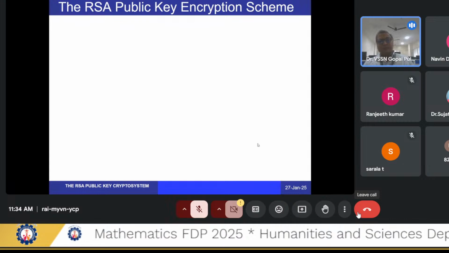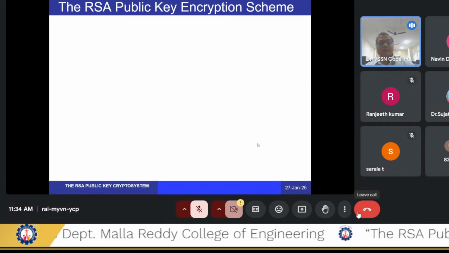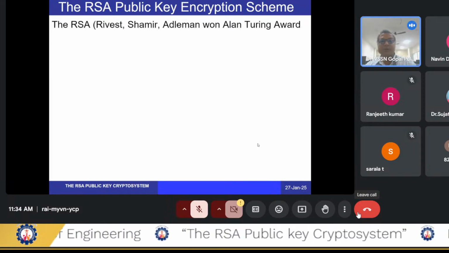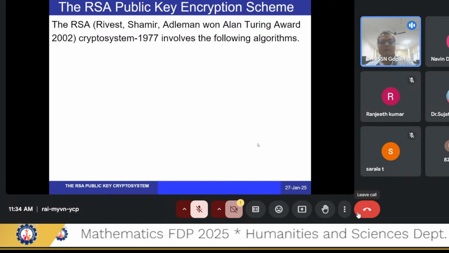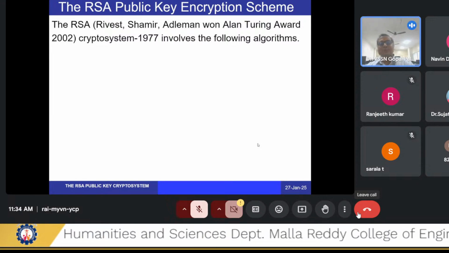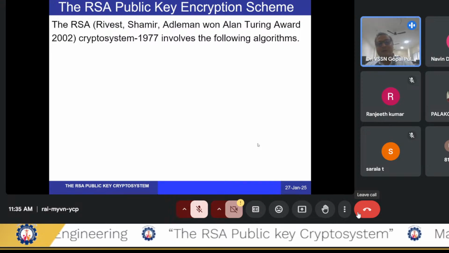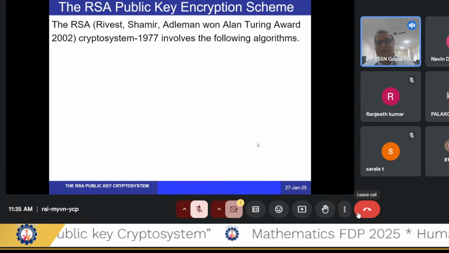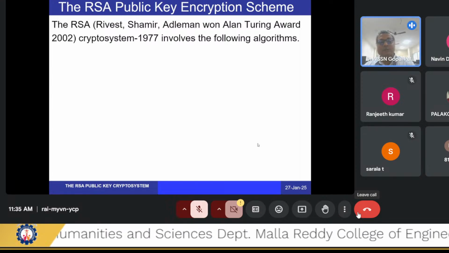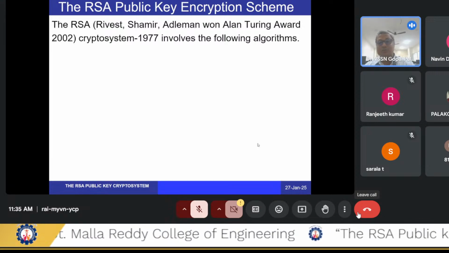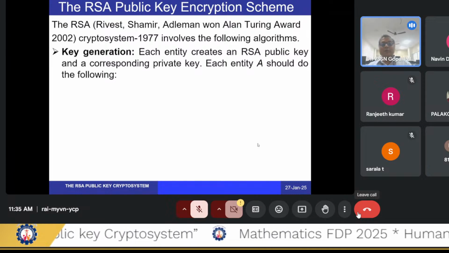So here comes the topic of today: the RSA public key encryption scheme. I strongly feel that this particular public key encryption scheme is a great motivation for many to dive into this area of cryptography. We'll see why it is so fascinating and so important.